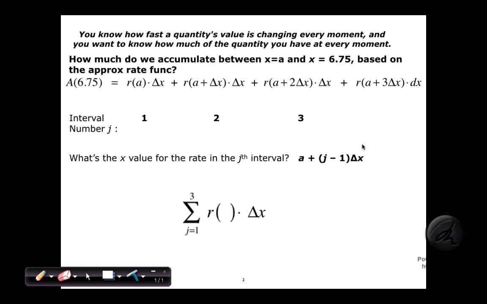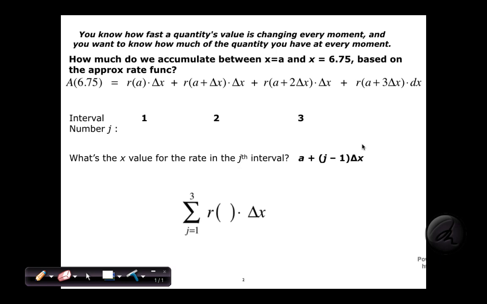But once you get it once, and make sure you understand what the parts are for, this j minus 1 is just to adjust this so that the numbers work out the way that we want. I'd like to be able to sub in 1 and get something about the first interval. I don't want to have to substitute in 0 to get a first interval or 7 to get a first interval or something like that.